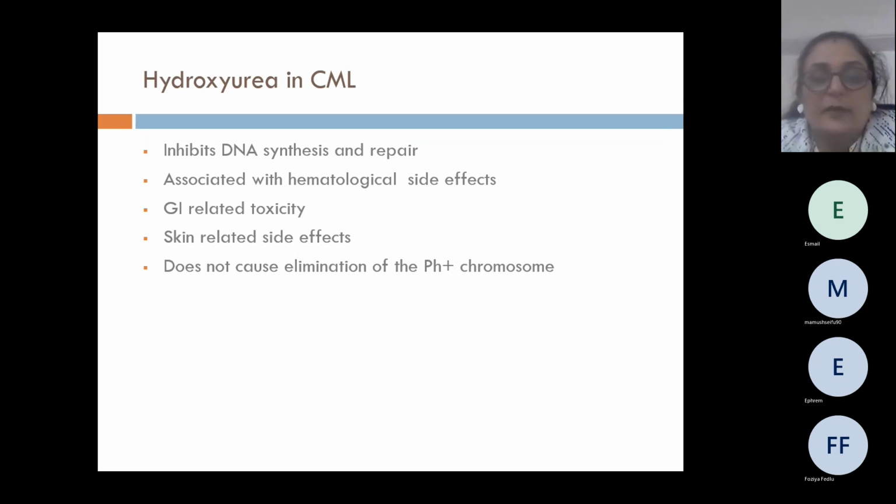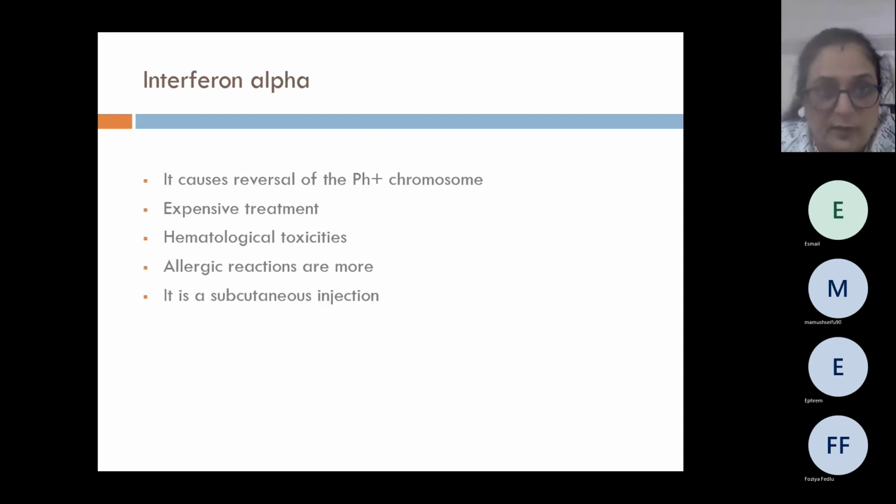It does not eliminate the Philadelphia chromosome. Therefore, the requirements were not met with hydroxyurea also. It was only inhibiting the DNA synthesis, right? And it had a couple of side effects and it was not eliminating the Philadelphia chromosome also. So there was a need of new treatment.